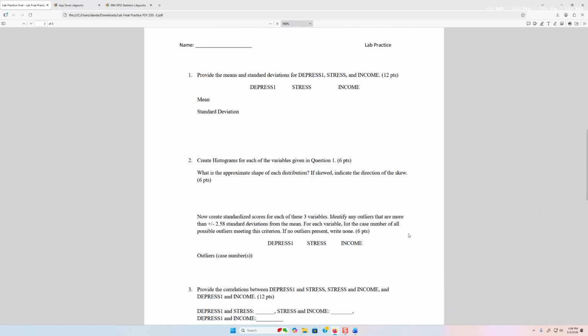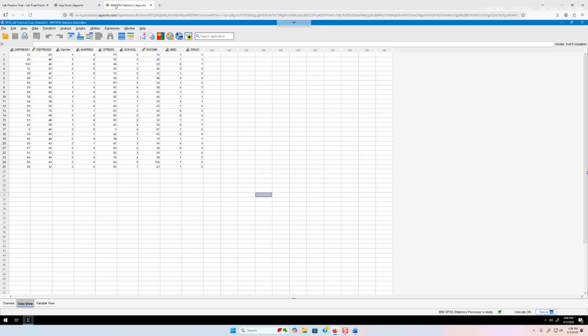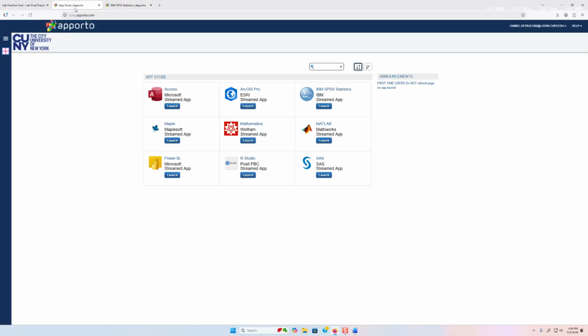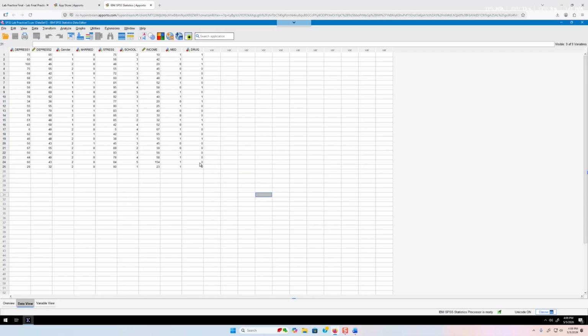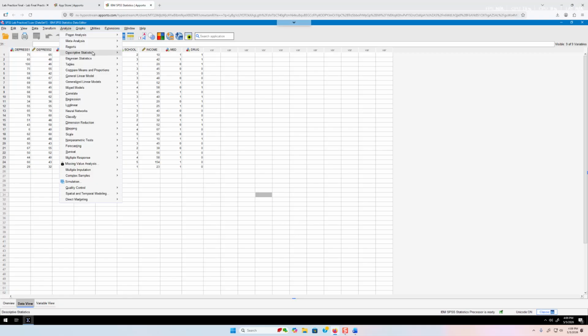Question 1, provide the means and standard deviations for depression, stress, and income. This is how I would do that. So here's my data in SPSS. We're going to look at depression 1, stress and income, means and standard deviations. This is the easiest way that I would do that. Analyze, descriptive, descriptive. Now there are multiple ways to do this.